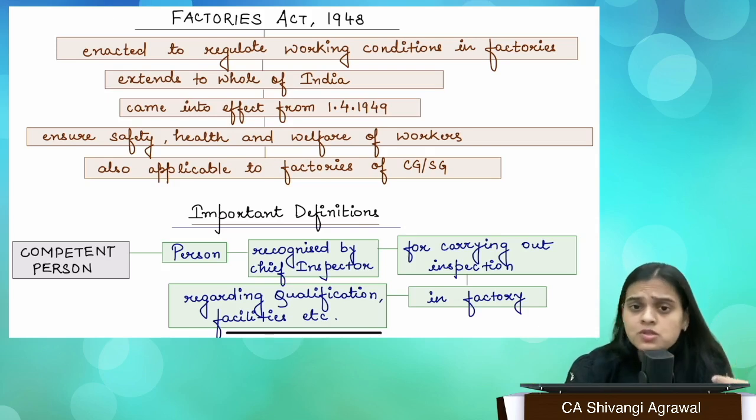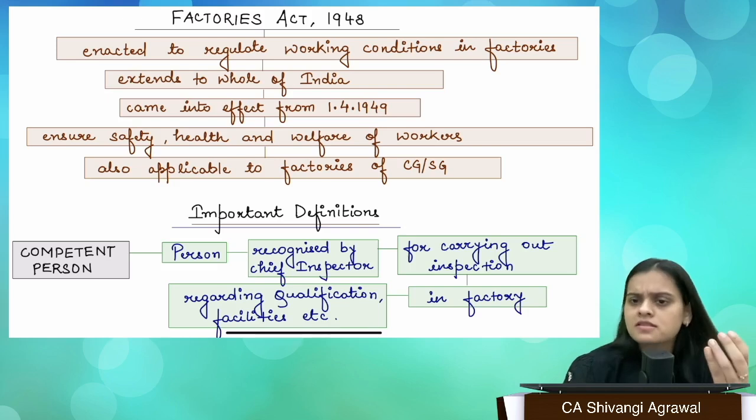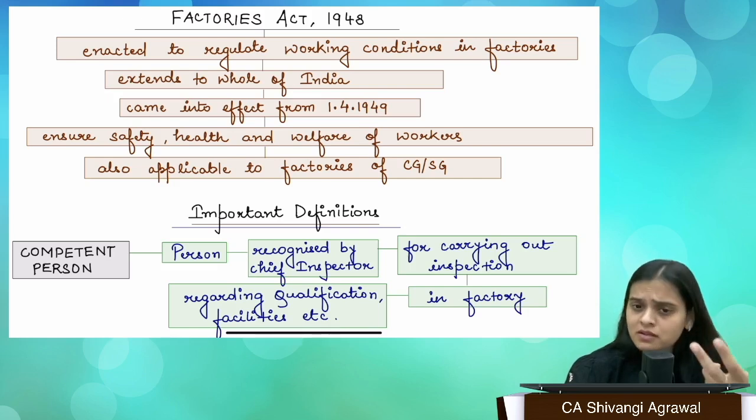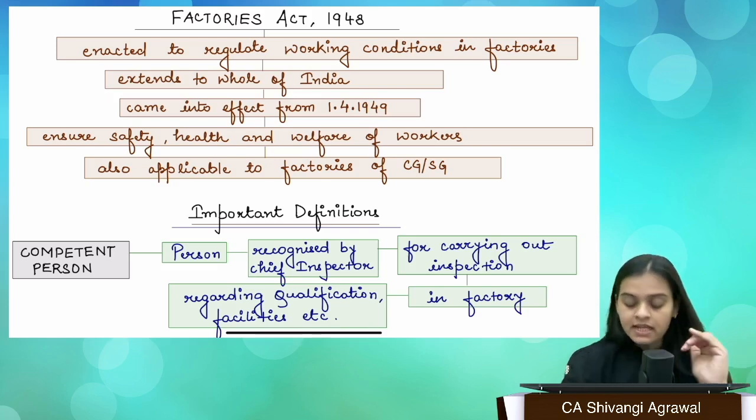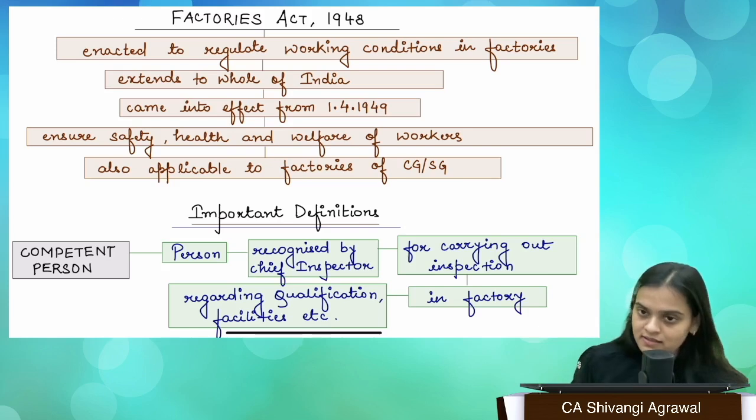So in our syllabus, we have to read these three. What are the health measures? What are the safety measures? What are the welfare measures? Apart from that, we have a lot more to deal with, but they're small topics. Apart from that, we have young persons, we have women employment, we have their wages, their leave, right? So all of that.